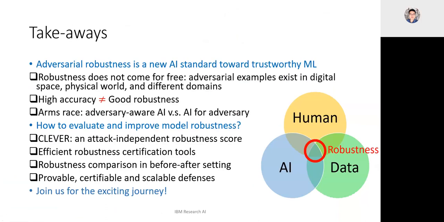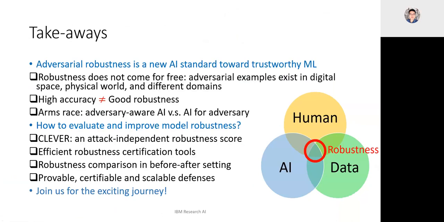Okay, lastly, I would like to give you some takeaways. Hopefully by now I have convinced you that adversarial robustness is really a new AI standard for trustworthy machine learning systems, because eventually when we deploy machine learning or AI models to the world, we not only want them to be accurate, but we also don't want them to make mistakes, especially these stupid mistakes. I would consider these adversarial examples very stupid mistakes, considered by any human being. Accuracy should not be the only goal for AI models. We should also consider adversarial robustness and make sure the AI model doesn't make these stupid mistakes, whether it is intentionally, unintentionally, or maliciously manipulated.